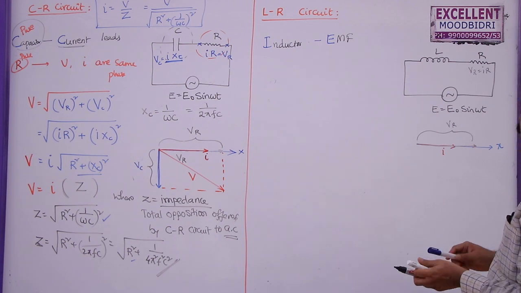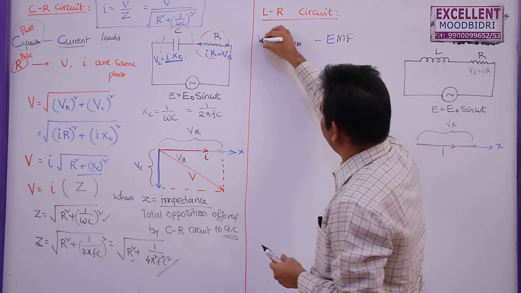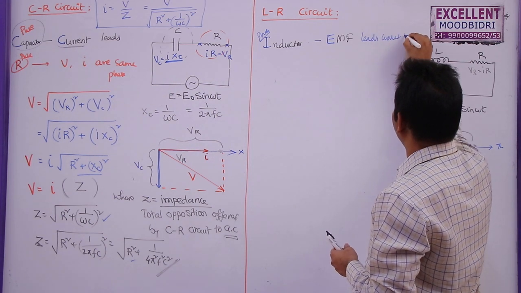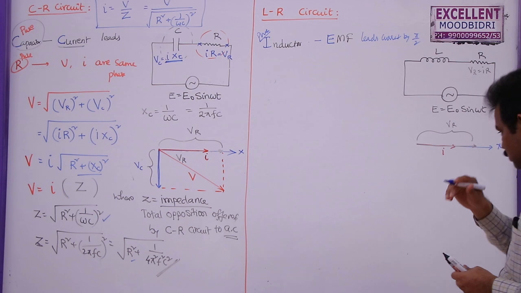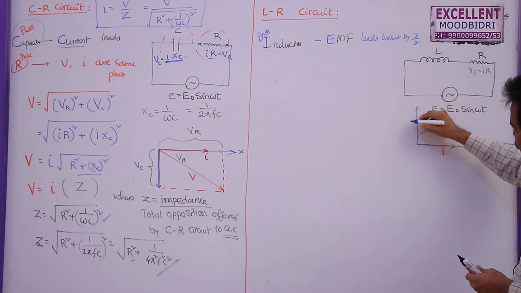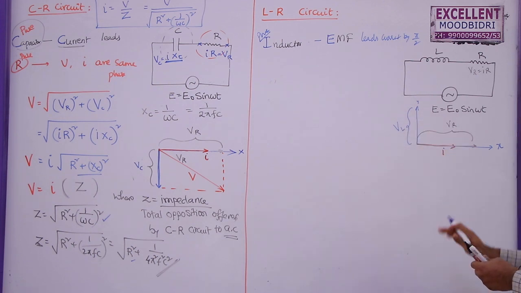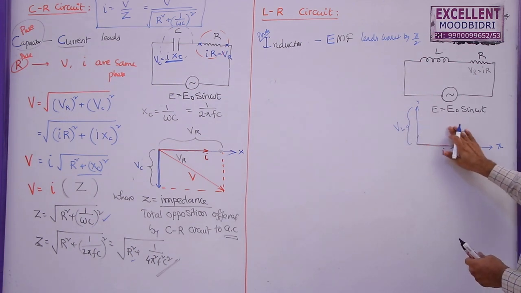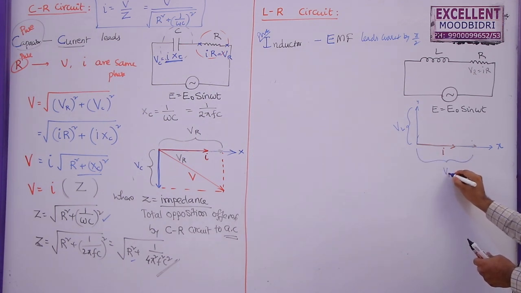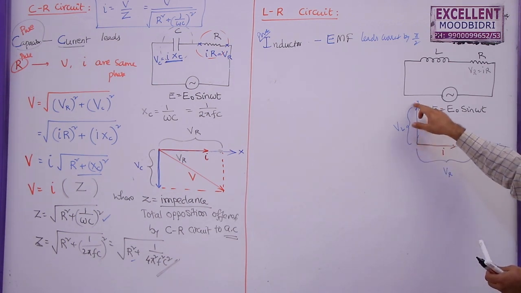Now what is the voltage drop across the inductor? In a pure inductor circuit, EMF leads the current by 90 degrees, that is pi by 2 radians. So this is the current, and the voltage will be like this, along the y-axis. This value here represents the voltage across the inductor. So this is how we can represent these voltages and current across this LR circuit. Once again, this is along the positive x-axis, and this is along the positive y-axis.